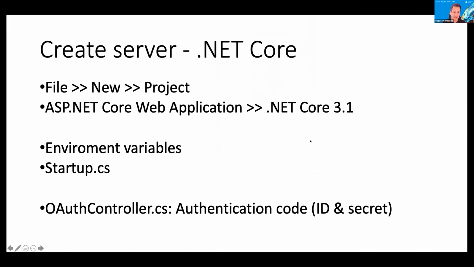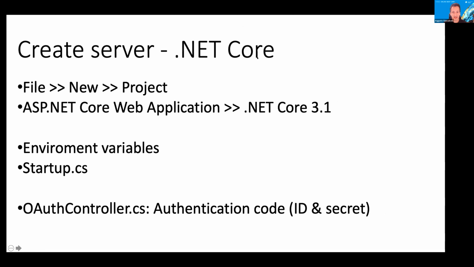So what we'll do next is to create a new project using .NET Core. And for this class, we're going to choose .NET Core 3.1. And we are going to set up the environment variables, the startup.cs file, and the OAuth controller. That's where we actually use the ID and secret.